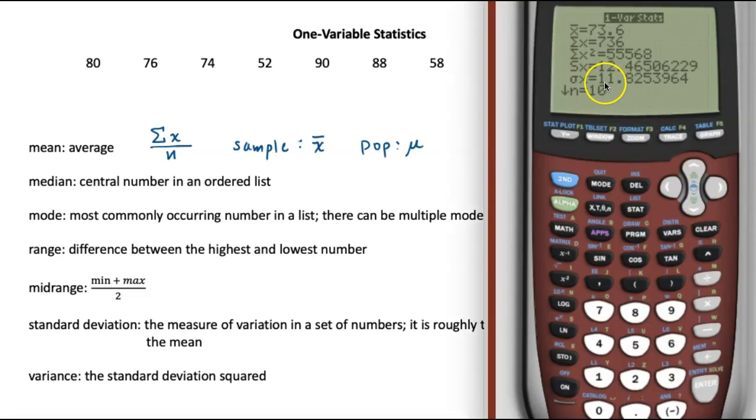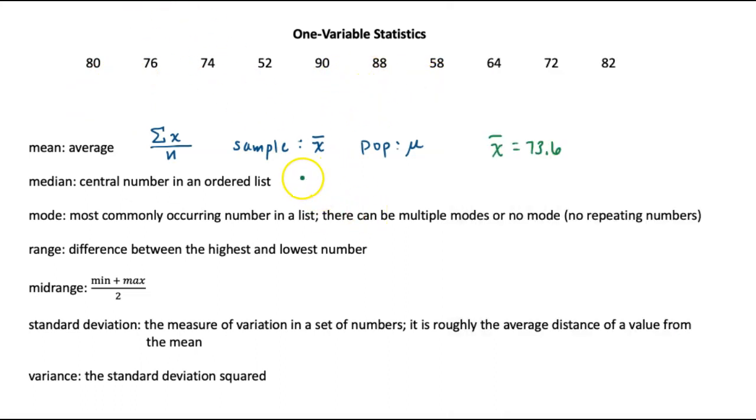Now for our median, we can also find this in the one variable statistics by arrowing down a little bit, and we are given the median to be 75. If we were to find this by hand, we would just write these numbers in order and then choose the central number. And so our median is 75. And if we have an even number in this set, then the median will be the average of those central two numbers.